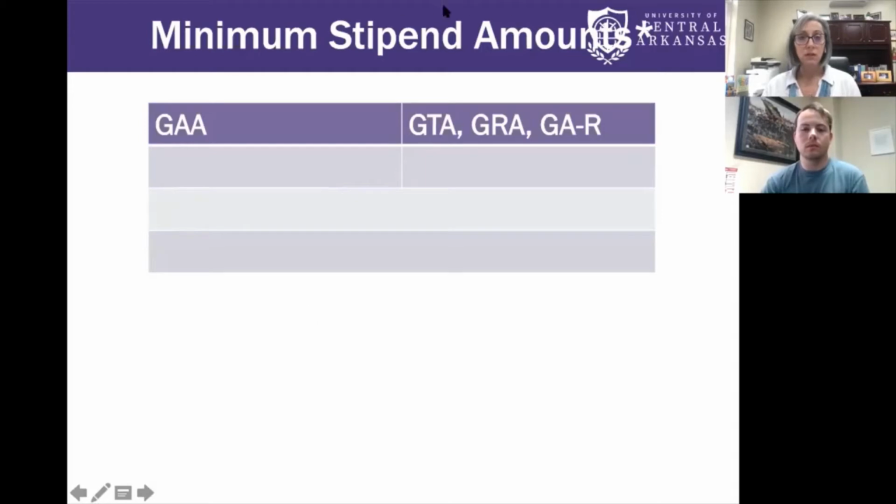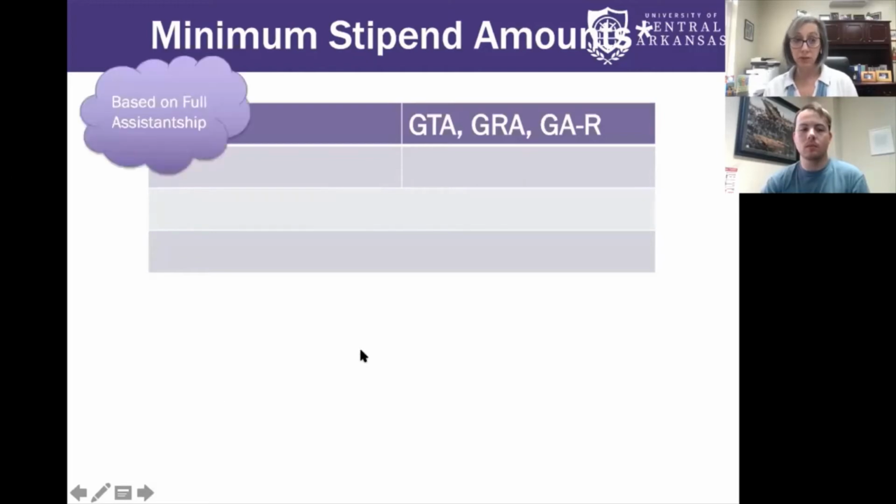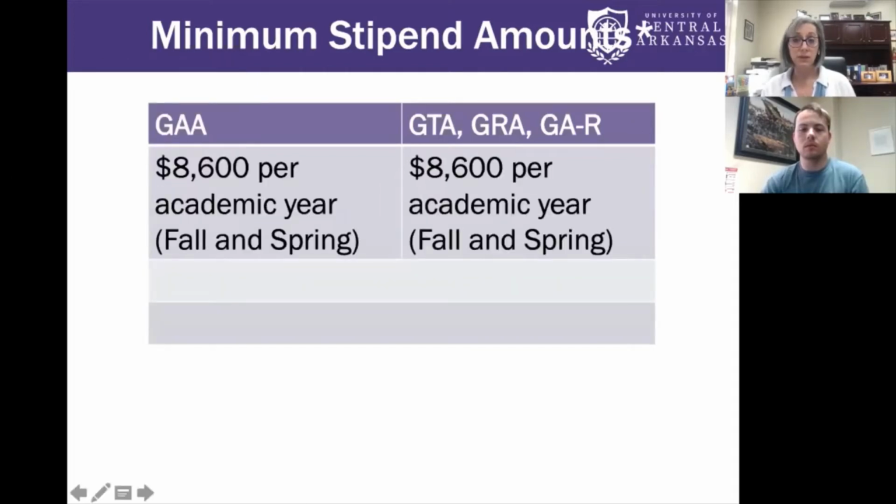So in terms of minimum stipend amounts, this information should look just like it did last year because we had already planned with an 11-hour minimum wage amount. And so this should look just like it did. These numbers are based on a full assistantship. So you'll see that for both groups, we've put $8,600 for the academic year. For GAAs, that will be split according to your fall and spring dates that you've given, but it's still covering both semesters. For GTAs, GRAs, and GARs, again, it's $8,600 for the academic year.